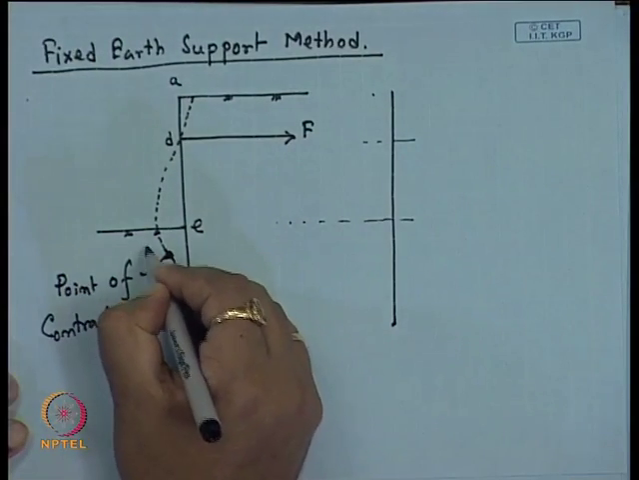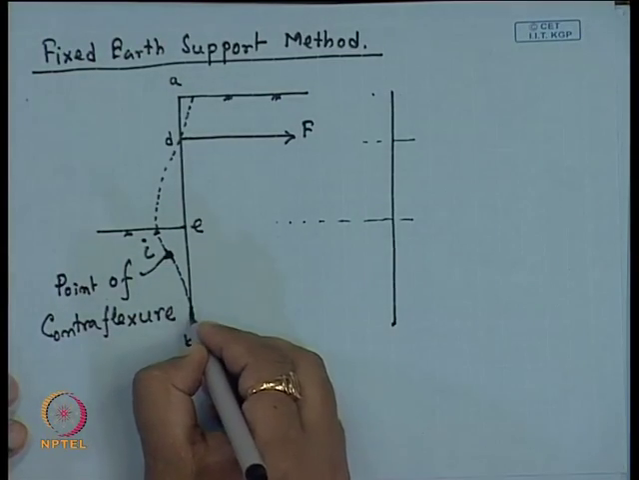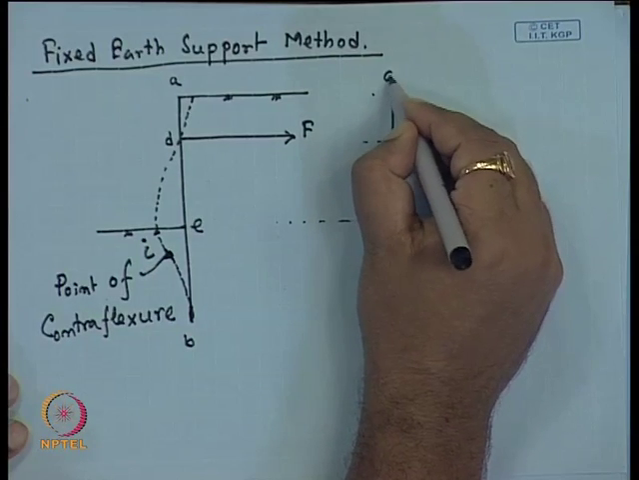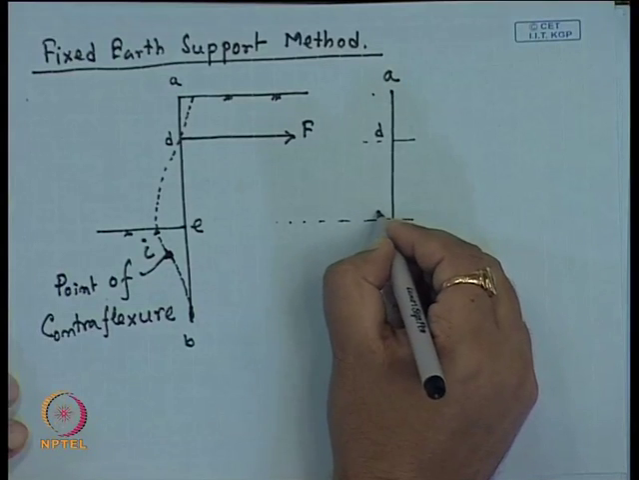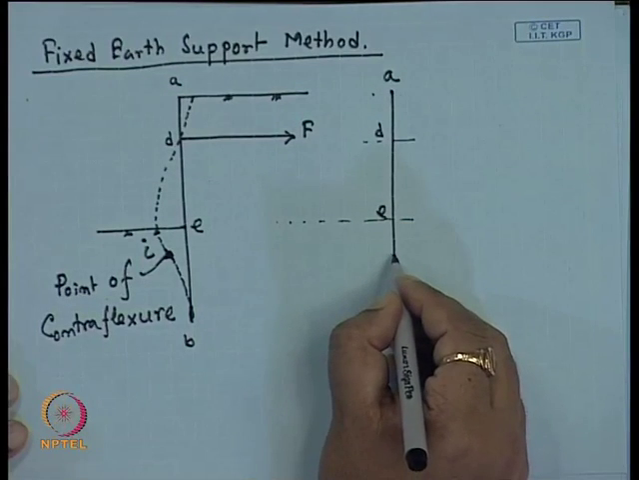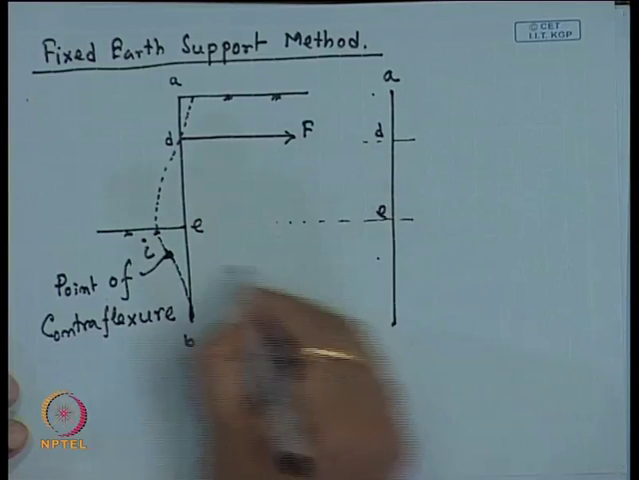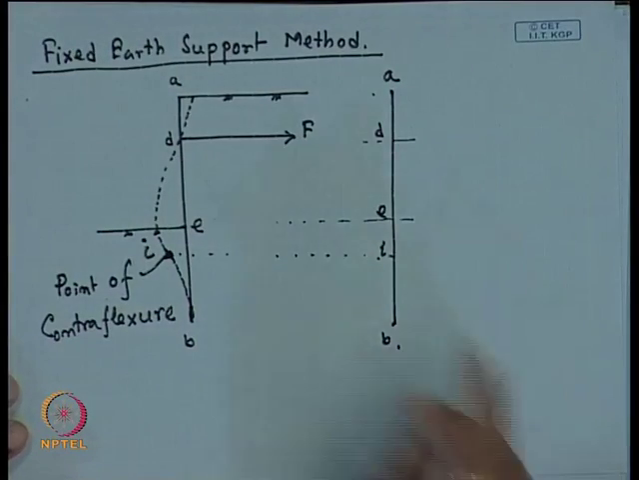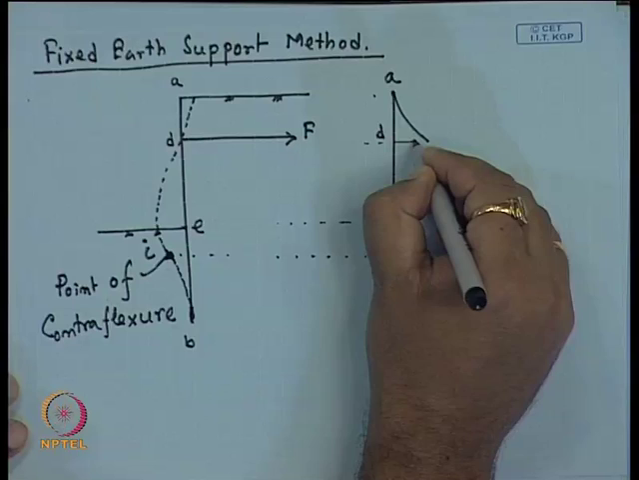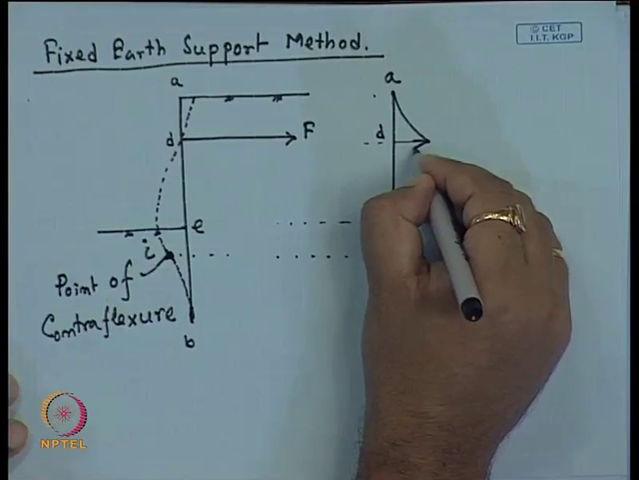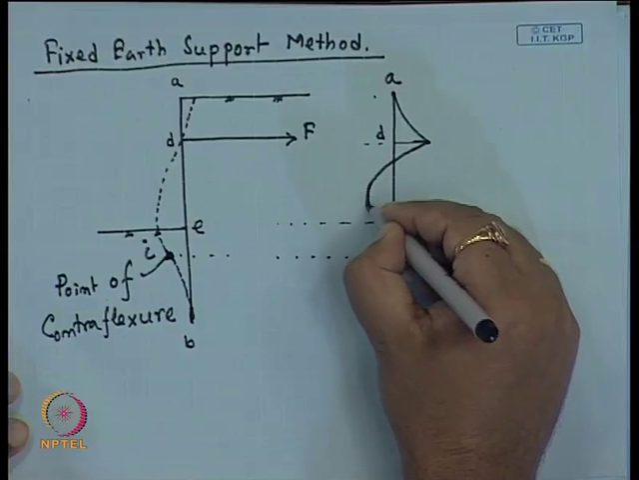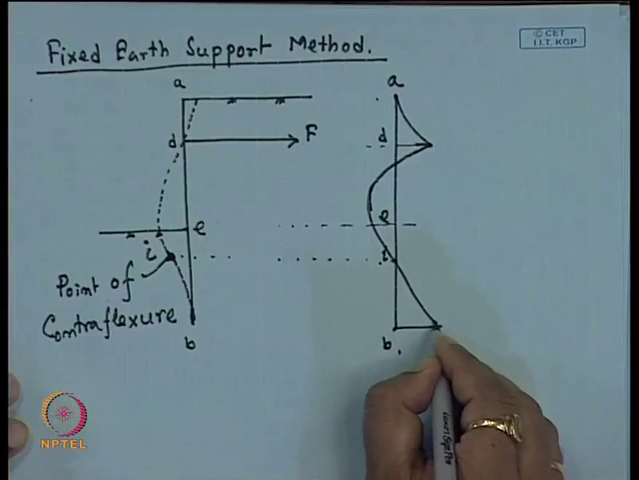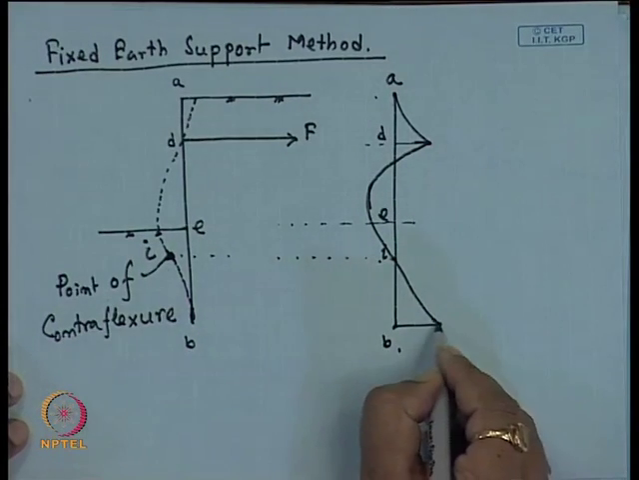Suppose this is the point of contraflexure I, and then we can draw this type of bending moment diagram, say here at A, this is at D, this is at E, the next one is this point I, and this is B point. So, we may get this type of diagram, where the bending moment is changing its sign at this point of contraflexure, and then we will get this type of diagram of the sheet pile.